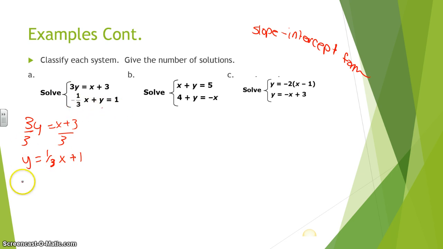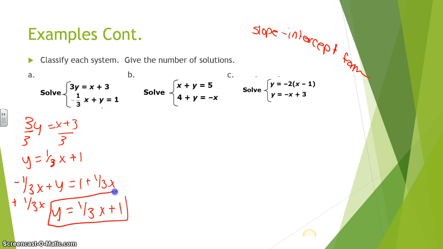Let's look at my second equation. I have negative 1/3 x plus y equals 1. Let's add 1/3 x to each side. So what I have is y equals 1/3 x plus 1. Notice these two equations are the exact same. So for example A, this is consistent and dependent.